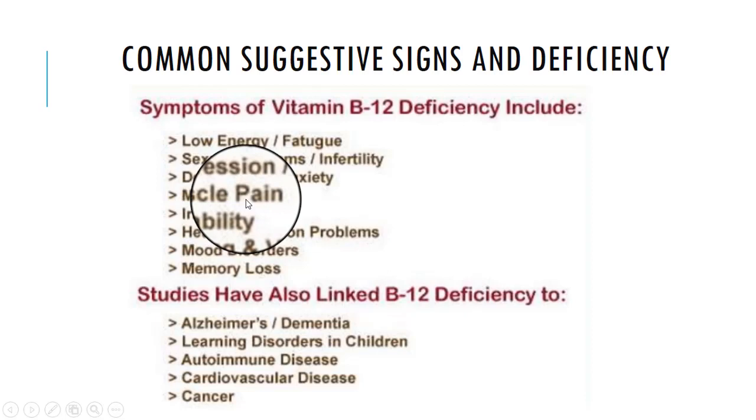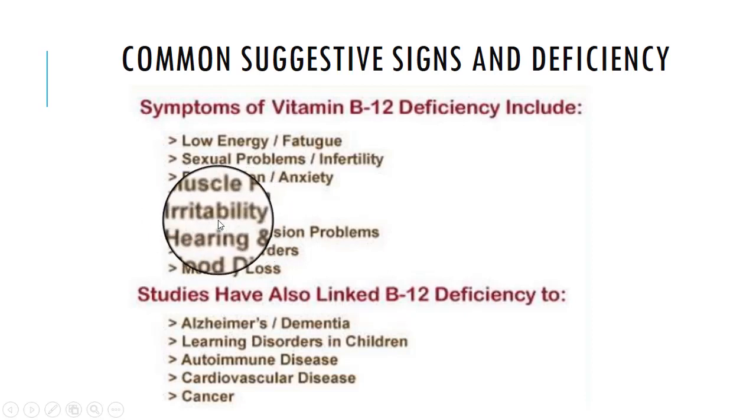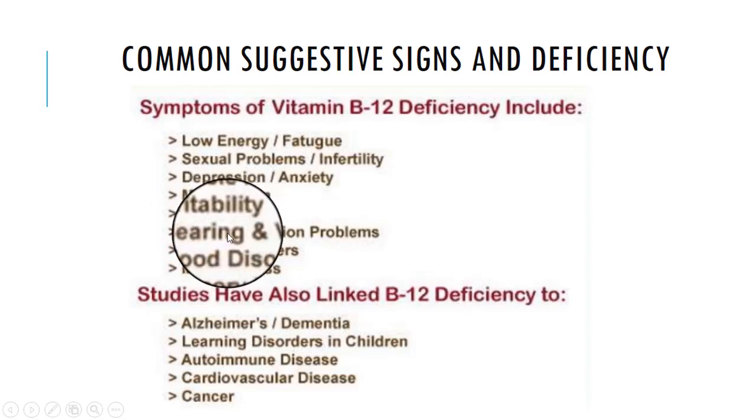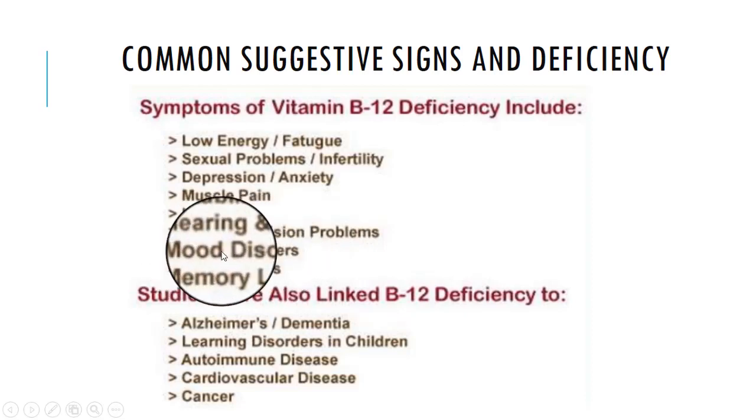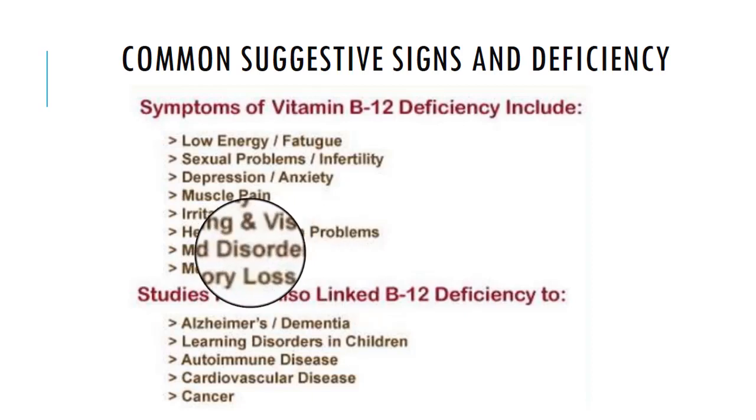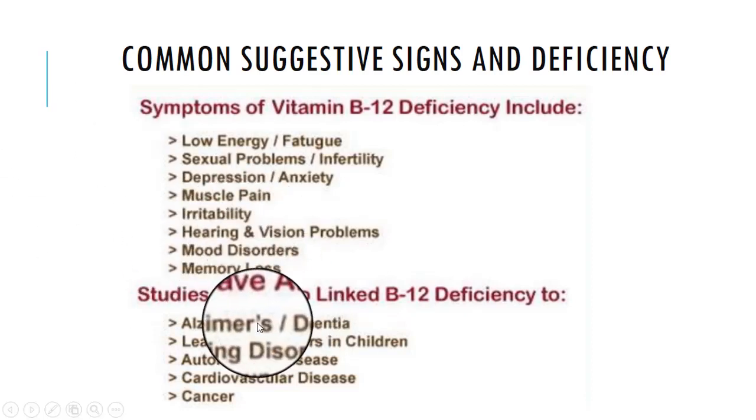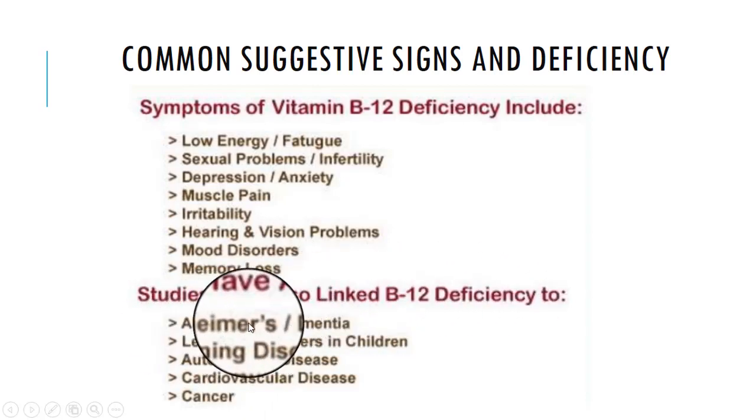You will have muscle pains. Next, you will feel irritable, meaning irritability is more here. Next, hearing and vision problems will be there. Next, mood disorders. Mood disorders means here, one time you feel happy, then another time not. Your brain has also been linked to vitamin B12 deficiency too, meaning it can also cause very fatal diseases, that is Alzheimer's disease.